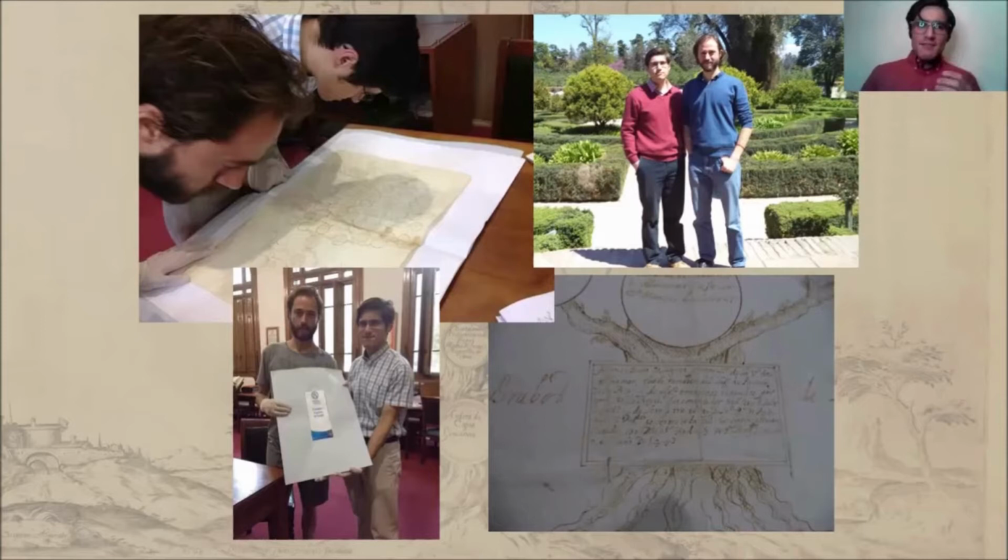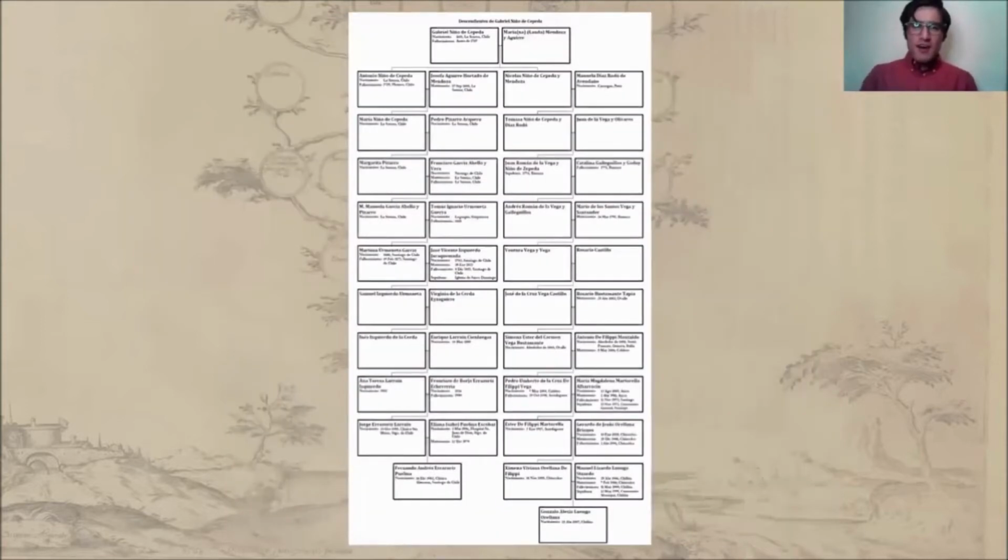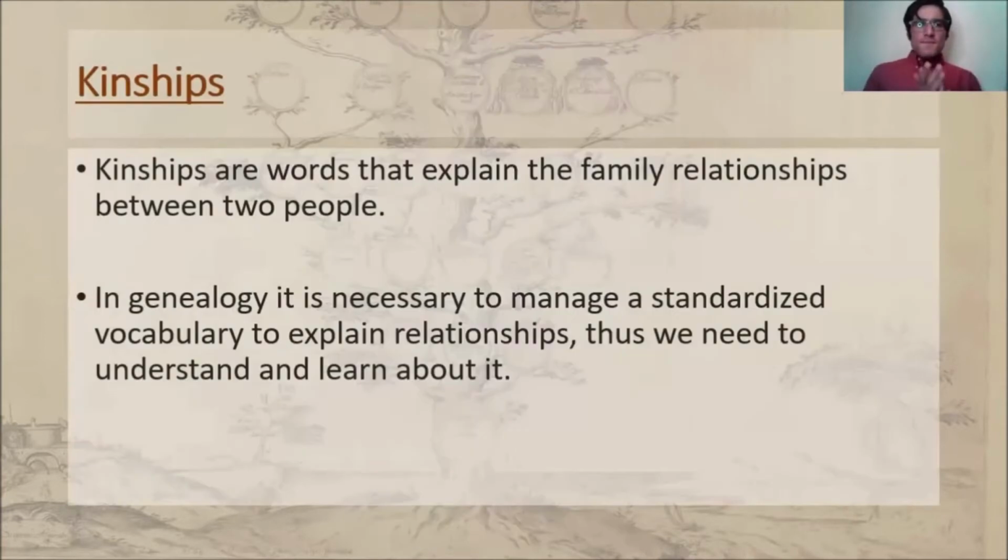And well, here you can see the chart that explains one of the kinships, one of the family relationships I have with my friend. Well, so what are kinships? Kinships are words that explain the family relationships between two people. So I am going to use the term kinship in this class.